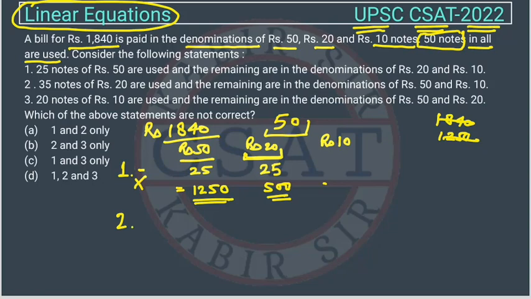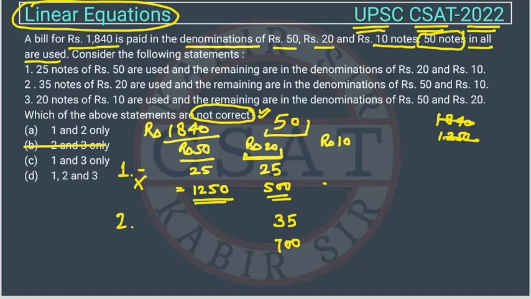Now we will check the second one. 35 notes of rupee 20 are paid. So this will be 700 rupees only. From here, I have seen many students consider that one is not possible, so they cut options with 1 and say the answer is B. This is wrong, because the question is asking which one of the above statements is not correct. So 1 is not correct, which means this can't be the answer at all. The answer will be among these 3.